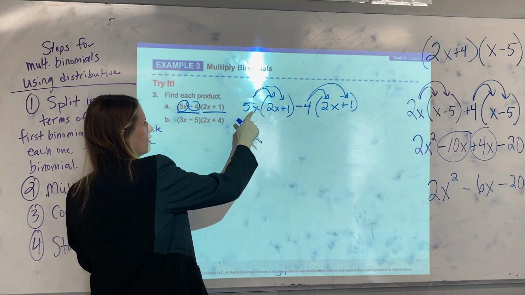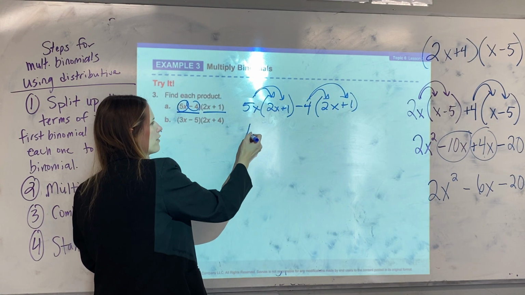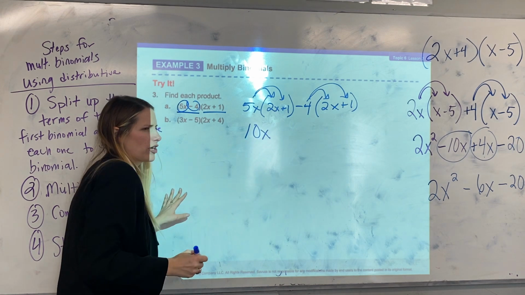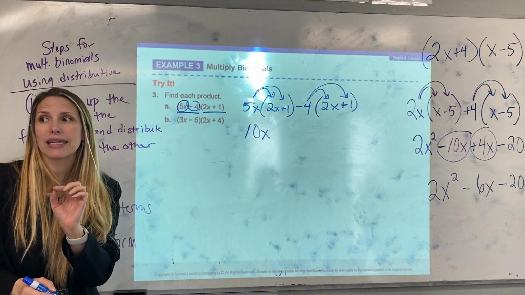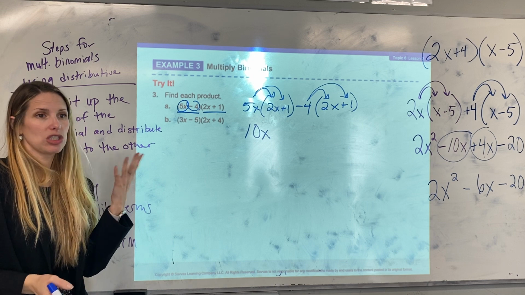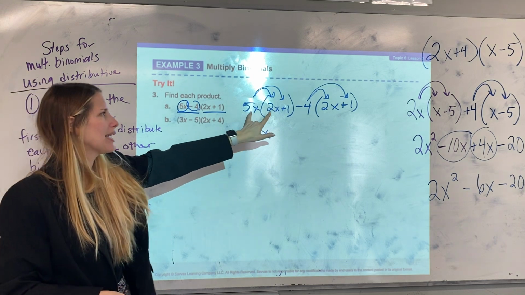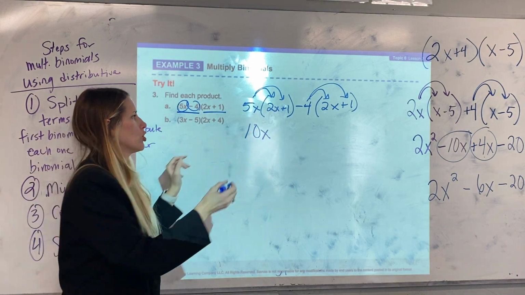and I multiply. 5x times 2x, a lot of you guys wrote 10x. It's very confusing because if you were adding the x terms, it would just be x. But since we're multiplying, x times x is x squared.